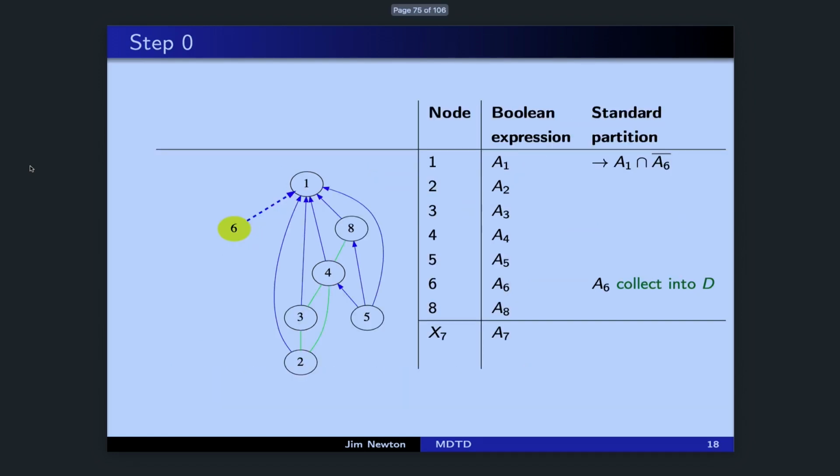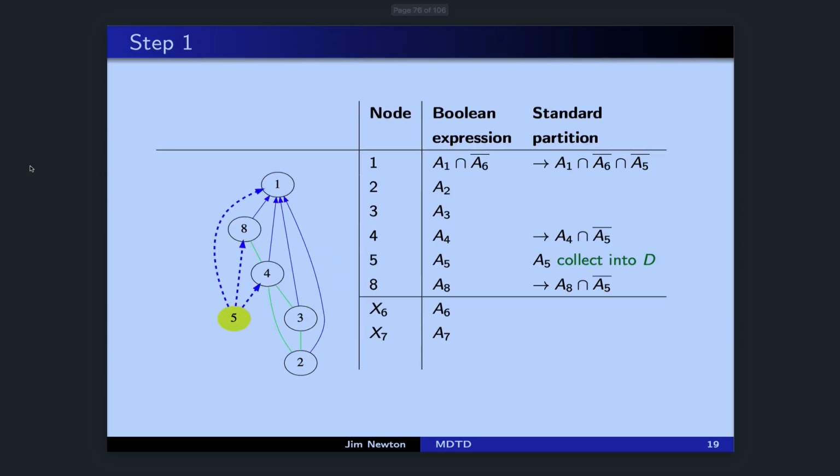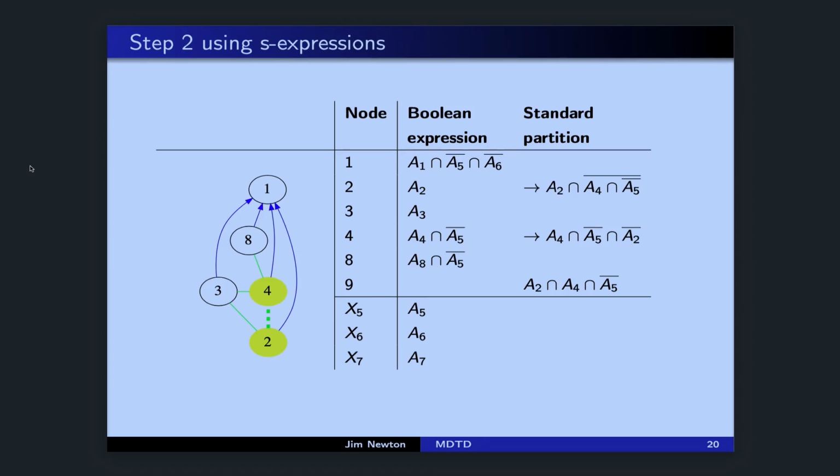So we start with 6 as a subtype of 1. If we update A1 to be A1 and not A6, then 6 is now disjoint with 1, so we can erase the arrow and remove 6 from the result. We have that A5 is a subtype of the three types 1, 8, and 4. So we subtract off type 5, and then we're left with just green lines, which shows that there's a relation, but it's not a subtype relation.